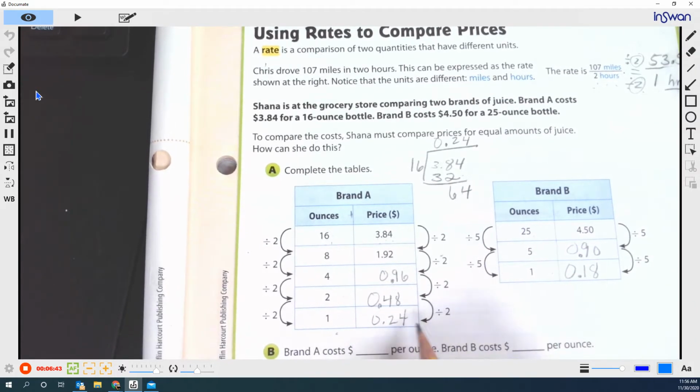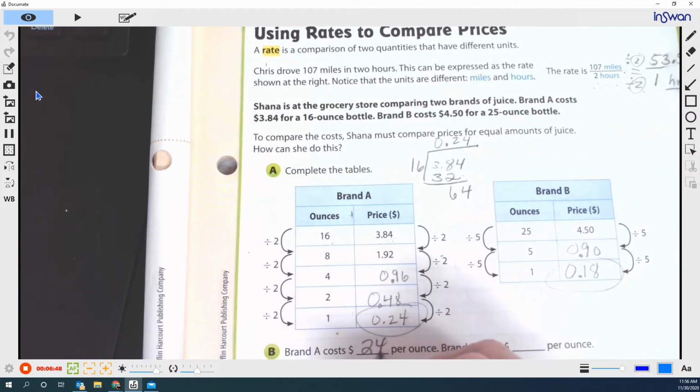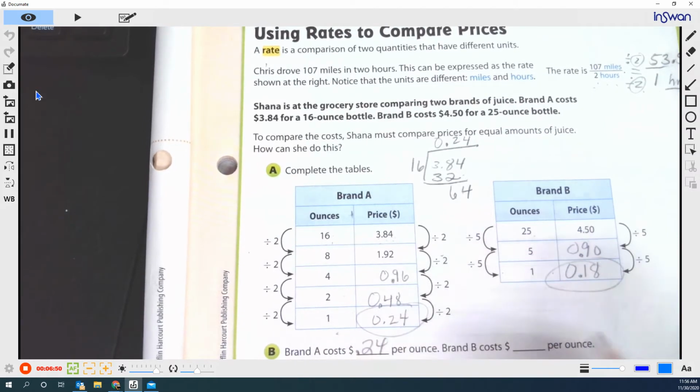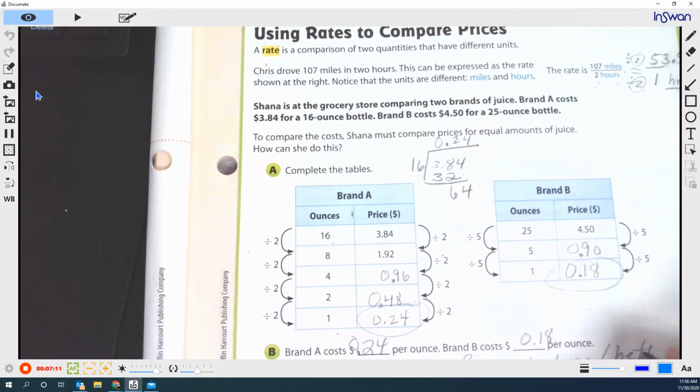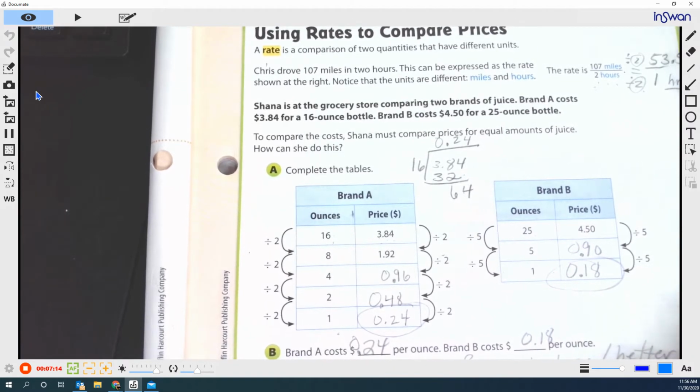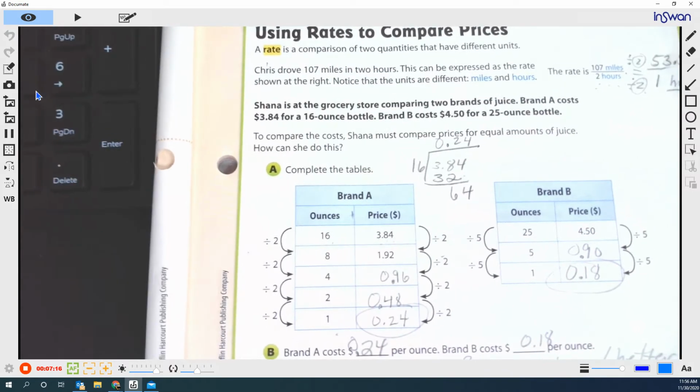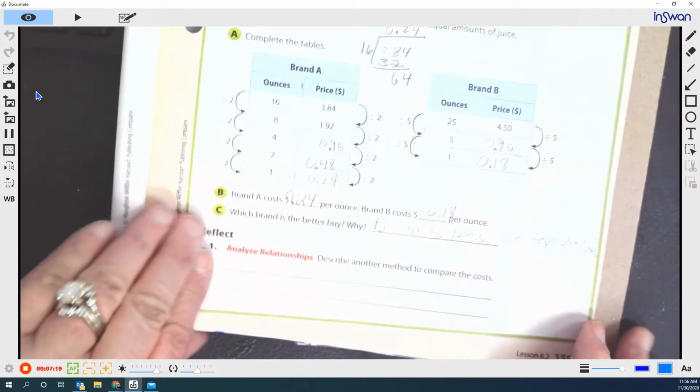If we're looking at the cost per ounce to compare, you'll notice that brand A is 24 cents per ounce, 0.24 I should put, and B is 0.18 cents per ounce. So B is a better buy because you get more for your money. B, because it costs less, or I would say better value. Or you could say you get more for your money, however you want to represent that.